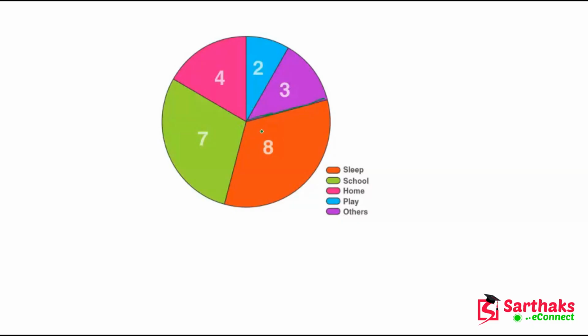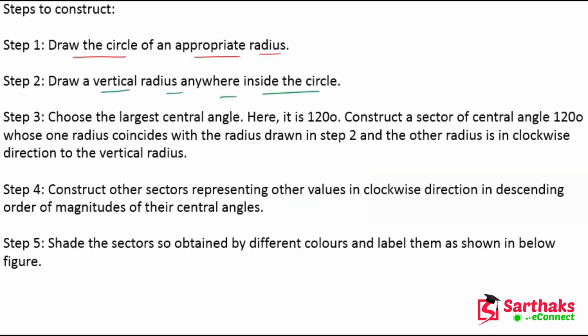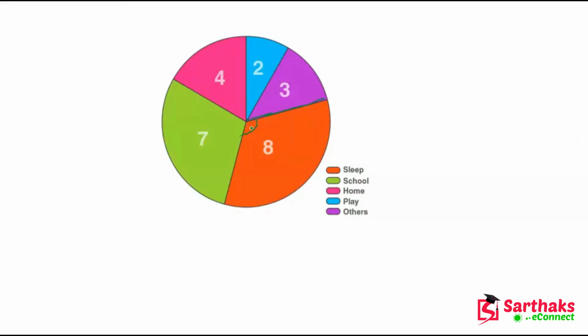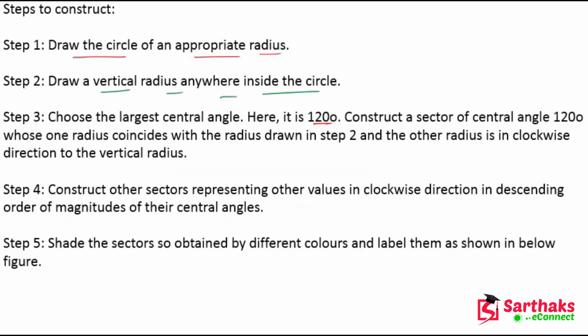Now with the help of this radius and a protractor, we can easily draw an angle of the central angle. The central angle is 120 degrees. So choose the largest central angle, which is 120 degrees, and construct a sector of central angle 120 degrees. So this is of 120 degrees. Understand, my dear friend?